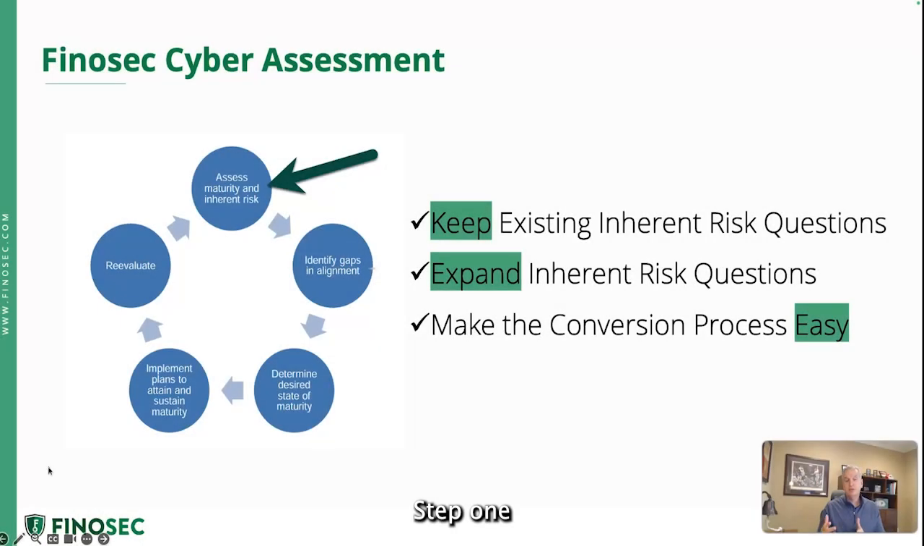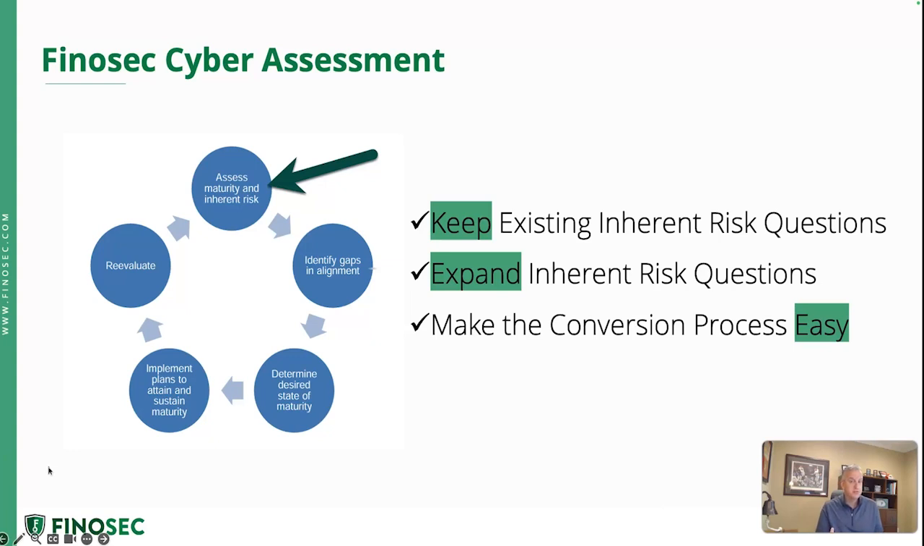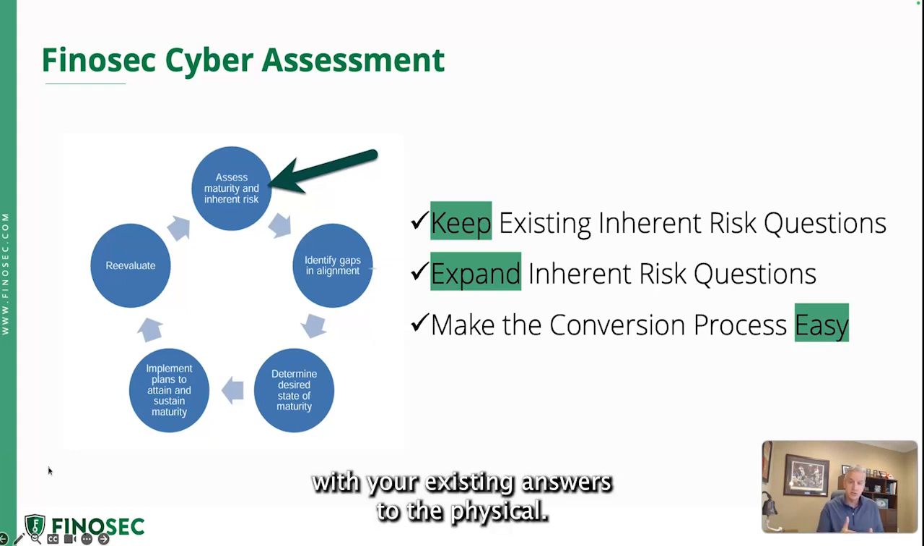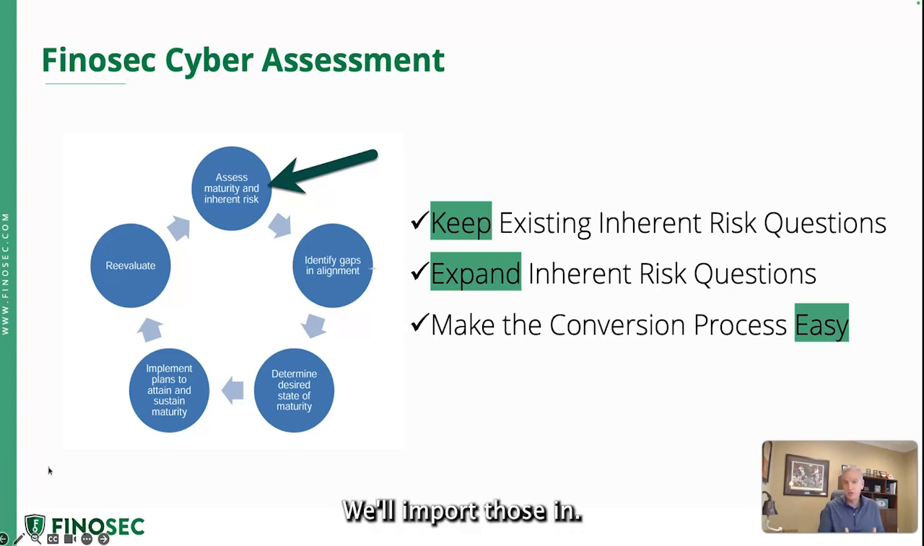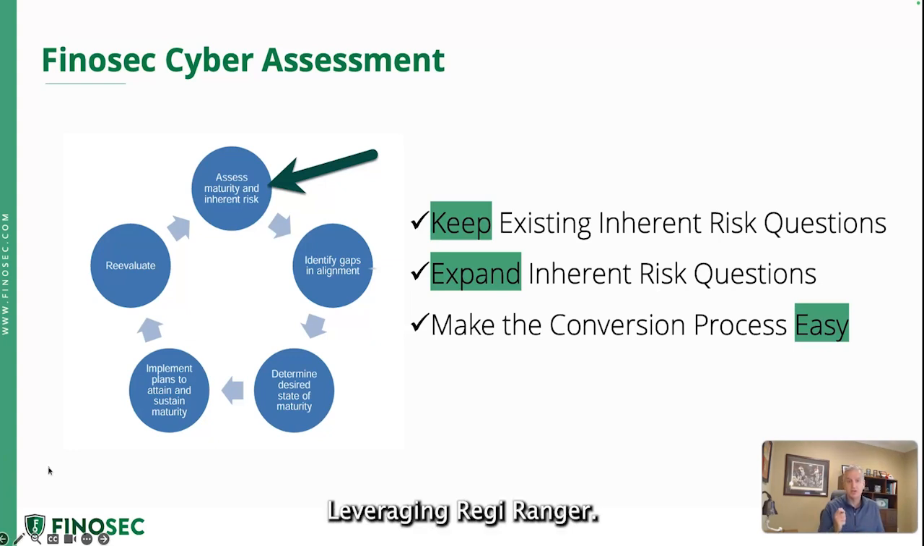Step one of the process of the Finosec cybersecurity assessment tool is going through inherent risk. And just like the FFIEC cybersecurity assessment toolkit, that's where you started. It's the exact same process in the Finosec cybersecurity assessment tool. We'll actually start with your existing answers to the FFIEC CAT. We'll import those in. You can learn more information around how that process works leveraging Reggie Ranger.